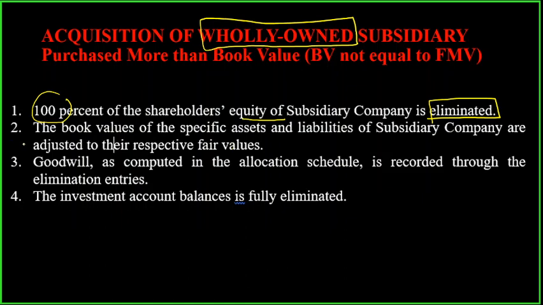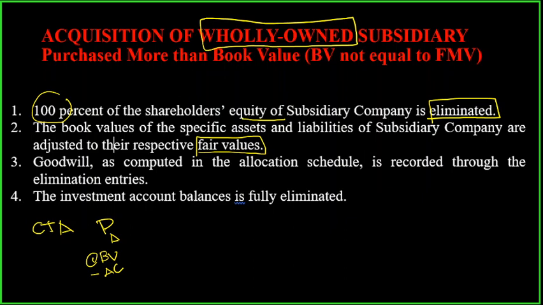Number 2, the book values of the specific assets and liabilities of subsidiary company are adjusted to the respective fair values. Ayun, laging ina-adjust at fair market value. Kaya nga yung sinabi natin kanina, how much is your consolidated total assets? You have the parent's asset, syempre at book value yan, pero don't forget to deduct, baka may adjustment ka, i-deduct the acquisition cost. Okay, eto hindi palagi. Okay, you only deduct the acquisition cost if the asset of the parent given to you is the asset before the acquisition.